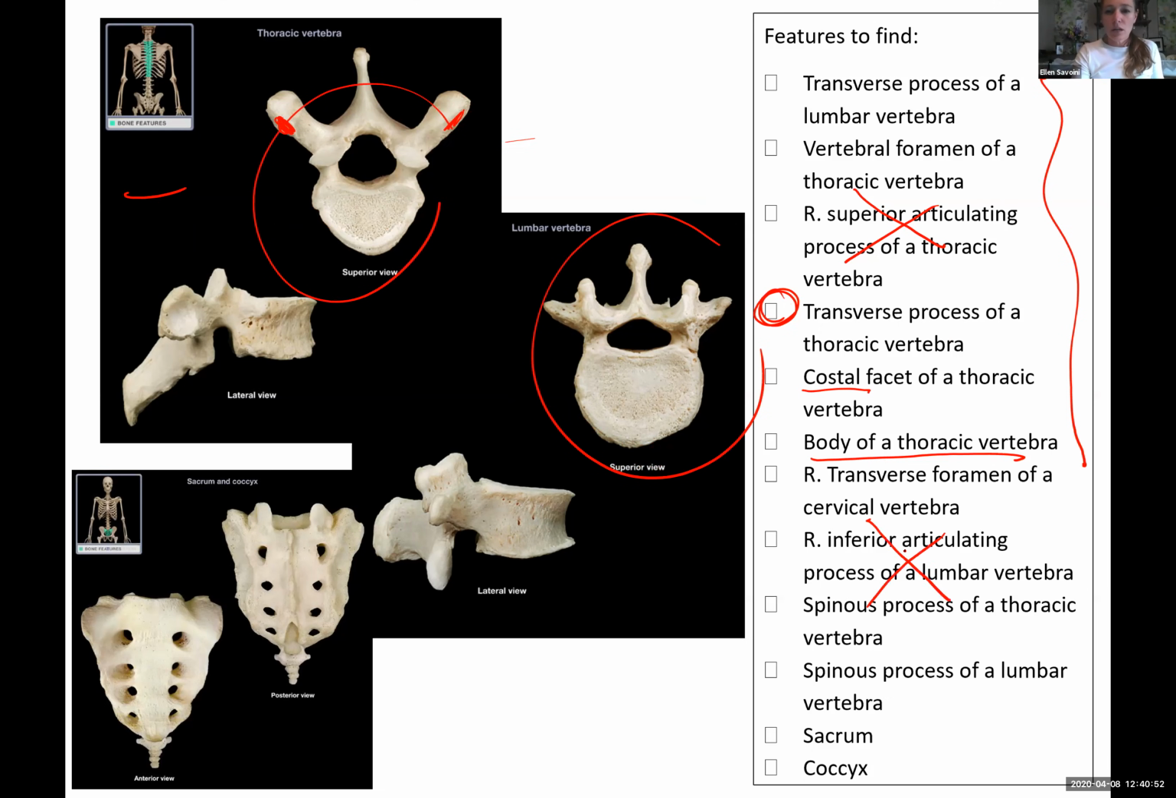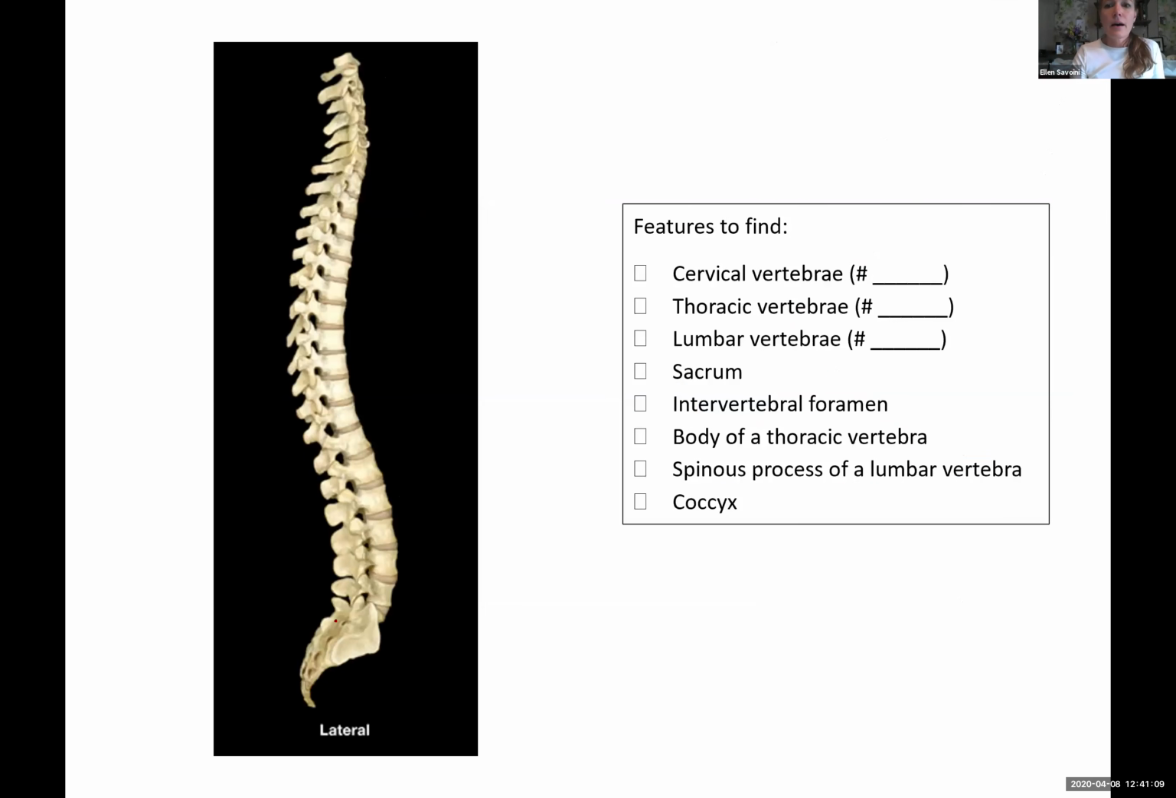We'll do it. Articulating process, spinous process of a thoracic vertebrae. That's going to be up here because we're in the thoracic. Spinous of a lumbar. Let's see if there's anything below. Sacrum, and the coccyx is down below here. It looks like the coccyx looks like a rattlesnake's tail. Cervical vertebrae, you should know there's 7, 12, 5. You should be able to find them here. And we have our 12, and we have our 5 down here. We have our sacrum in this case, and the coccyx.